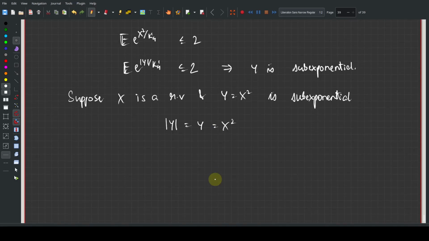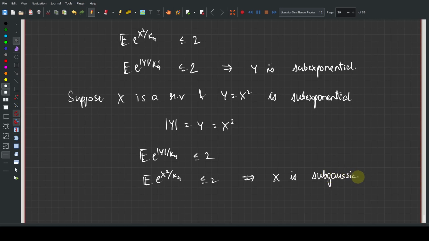Can again use the same condition. I know that the expectation of absolute value of y divided by k4 is less than or equal to 2, but y is just equal to x squared. So the expected value of e to the x squared divided by k4 is less than or equal to 2, which must imply that x is sub-Gaussian. So this is a necessary and sufficient condition.